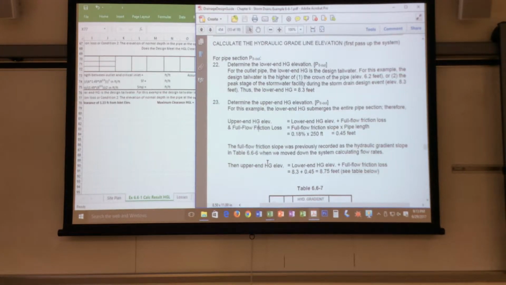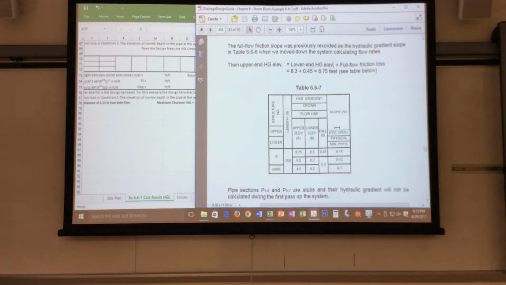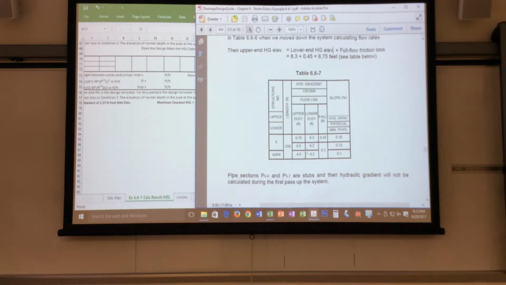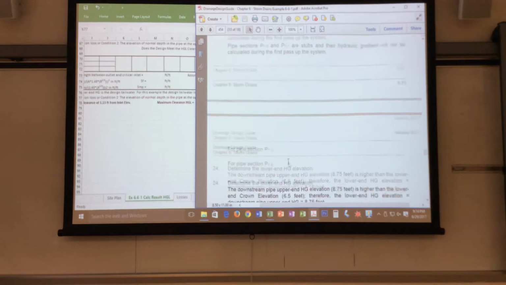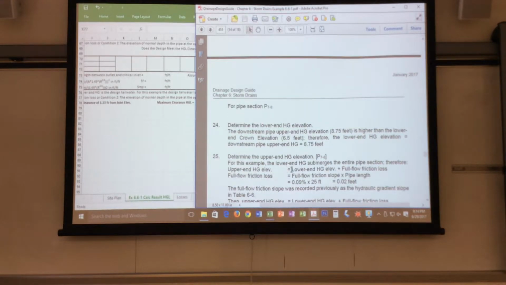So the friction slope we figured out, and we figured out the upper end is to be 8.75. So it should look something like this. Now it says pipe sections 6 to 8 are stubs of that hydraulic gradient, and we don't need to calculate the first pass up through. I went ahead and set it and went back, and if I needed to change it, I changed it. I just went ahead and set it.